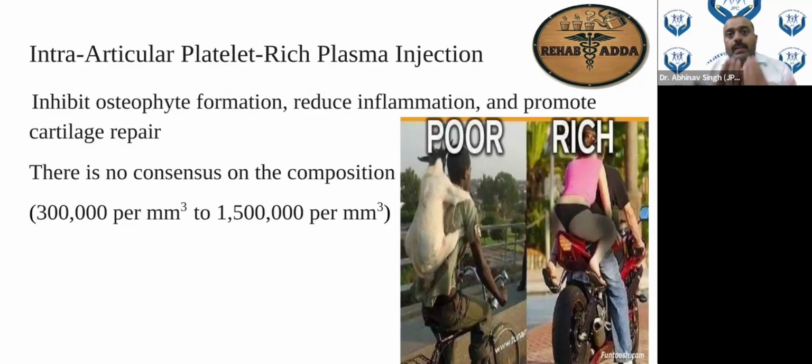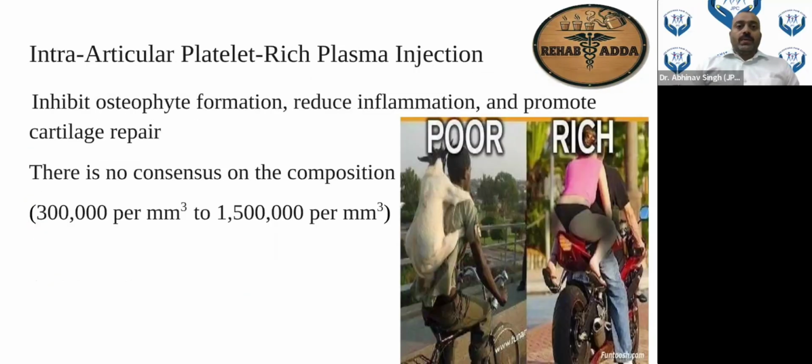Everything will lead to the outcome of your patient, and that's why there is no consensus on what the composition should be. It's from 3 lakh per mm cube to 15 lakh per mm cube. There is a wide variation, and the meta-analyses and RCTs are very limited in number. This is one thing that we have to keep in mind: how you are keeping, how you are giving, how you are separating, and this also matters a lot.